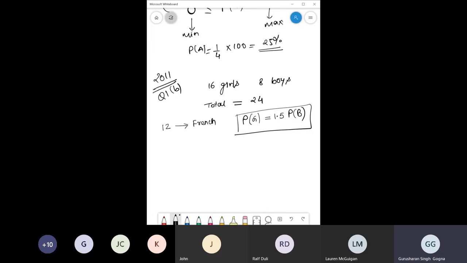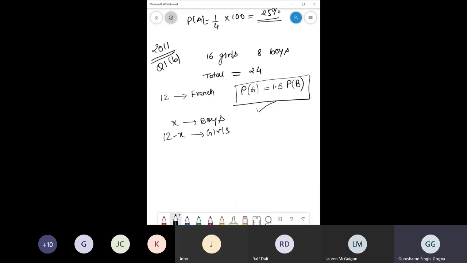In mathematics, always you have to use what is given in the question. So what is given in the question? This: the probability of selecting a girl is equal to 1.5 times the probability of selecting a boy. So let's say there are x boys who study French. We don't know how many, but you don't need to assume y for girls, let's say, because always try to limit the number of variables in mathematics. So I know that the total number of students who study French is 12. So I can write down 12 minus x for girls, isn't it?